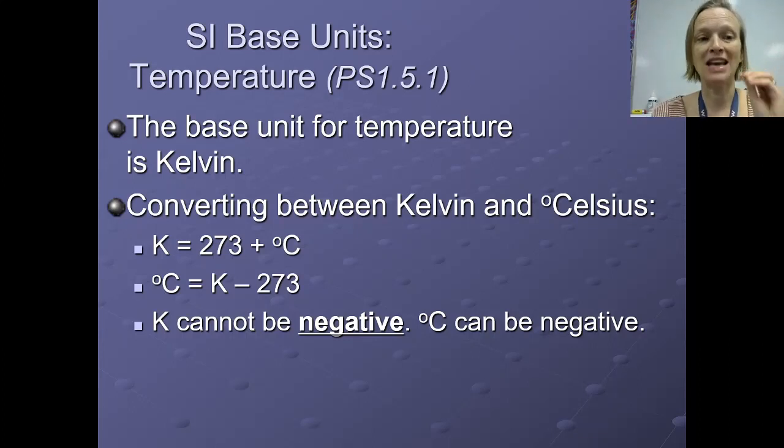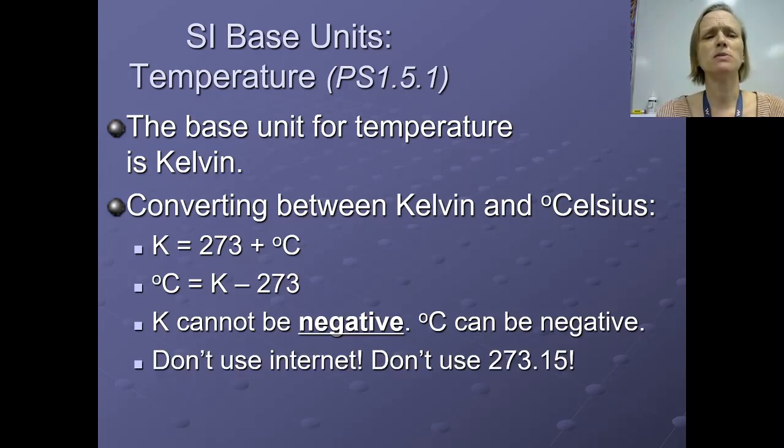Kelvin temperatures can never be negative. 0 Kelvin is absolute 0. You cannot get colder than that. So just keep that in mind if you can't remember whether you should add or subtract. Kelvin can never be negative, but degrees Celsius can be negative. A negative temperature in degrees Celsius just means you're below freezing.